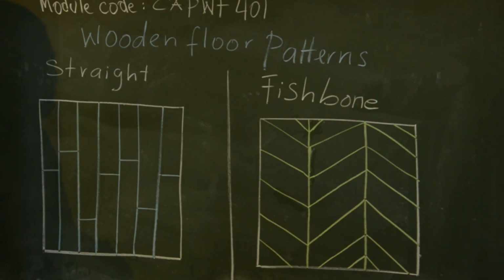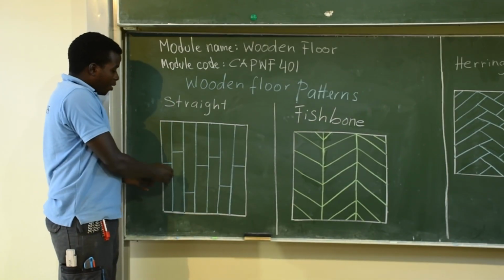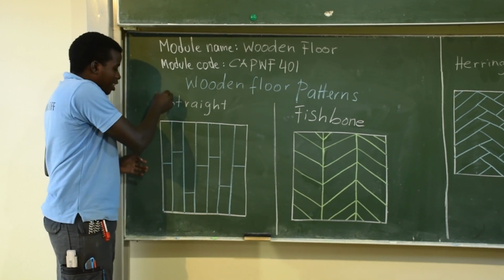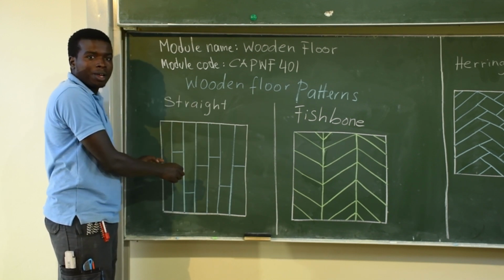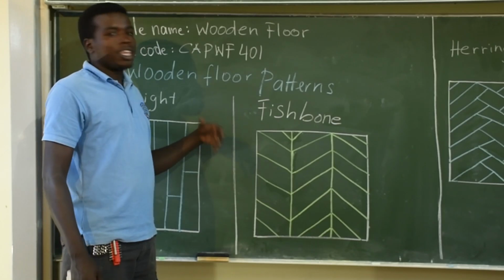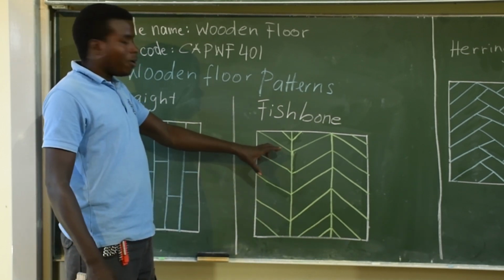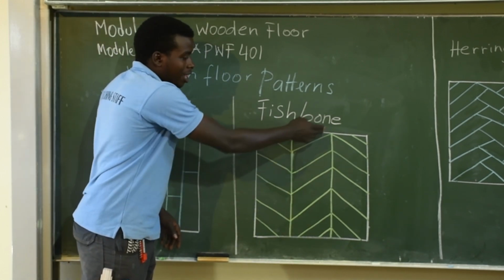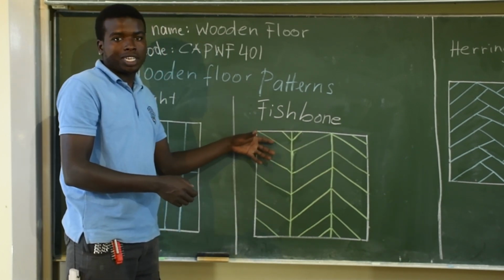The first one that we have is the straight pattern. The straight pattern, as you see, is when you have the boards or the planks laid in a straight position. They are just running in the same direction. The fishbone pattern is another kind of floor pattern. As you see on the sketch, the pieces or the planks will be laid in this way to form something like the bone of a fish.